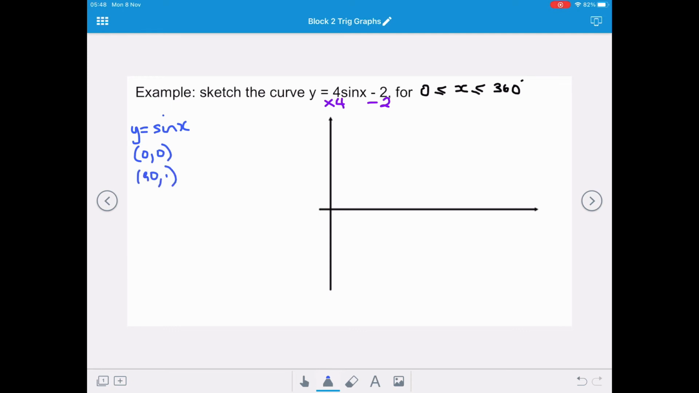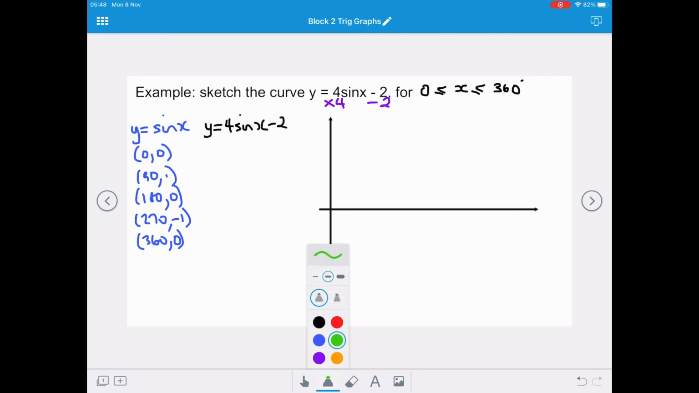So considering our y equals sine x key points, hopefully we know them by now: 0, 0; 90, 1; 180, 0; 270, negative 1; and 360, 0. All of our shifts are happening to our y coordinates for our y equals 4 sine x minus 2. So our x coordinates are going to stay exactly the same. So we've got 0, 90, 180, 270, and 360. Remember, for the x coordinates to be affected, it has to be within a bracket.